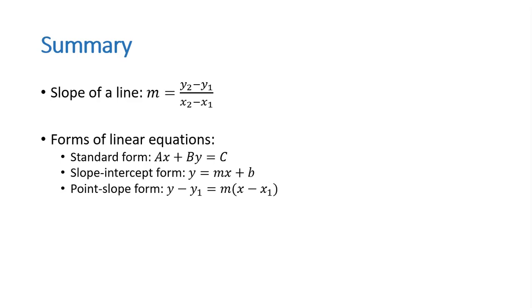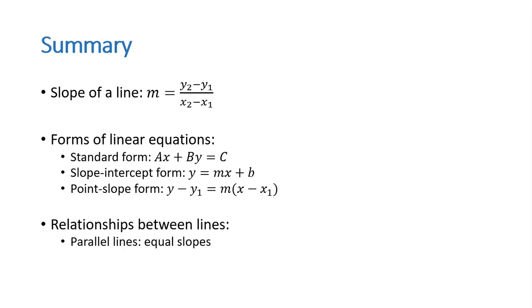So point slope is not typically an equation form used as a final answer. It's an intermediate form used to get to slope-intercept form or to standard form if we're given information about the line and we want to find an equation. And finally, we have some special relationships between lines. Again, they don't occur very often. 99% of the time, neither of these will occur, but sometimes they do.